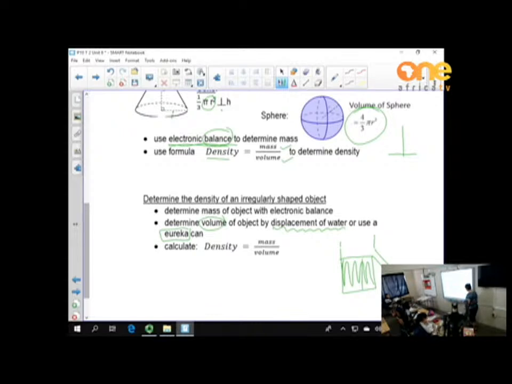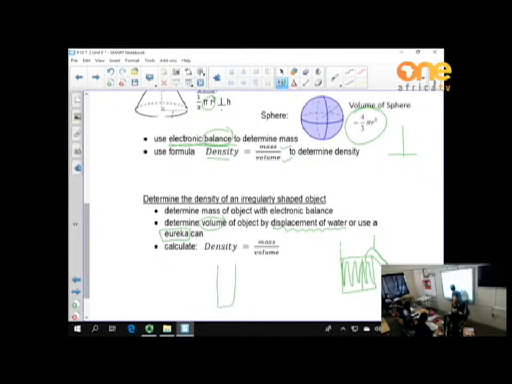Now you put a measuring cylinder under the spout, and you take your irregular shaped object and you throw it in. What's going to happen to the water level? It's going to rise and it's going to run out. So here I have my measuring cylinder. I can take the reading. Do you follow? All right.